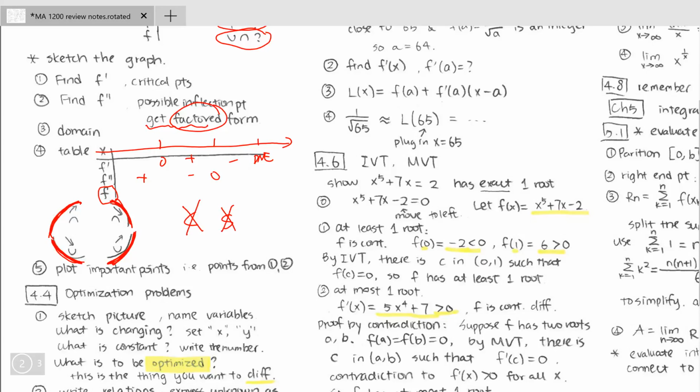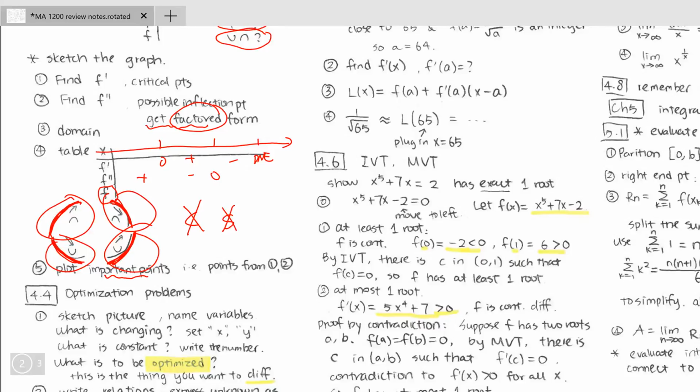Okay, I should be able to tell whether it's increasing or decreasing, whether it's concave up or down. Then you're going to plot all the important points. The important points, I mean the critical points and the inflection points. Okay, so plot it on the graph, and then finally connect those points using those pieces. Those pieces are actually the exact shape of the graph.